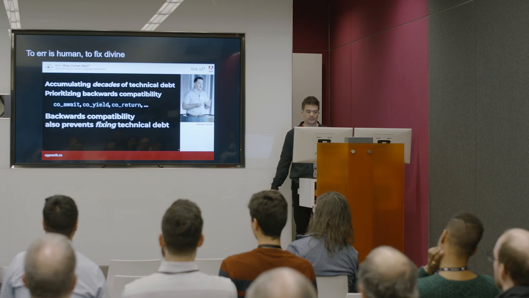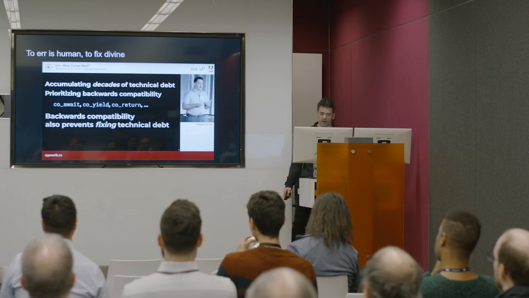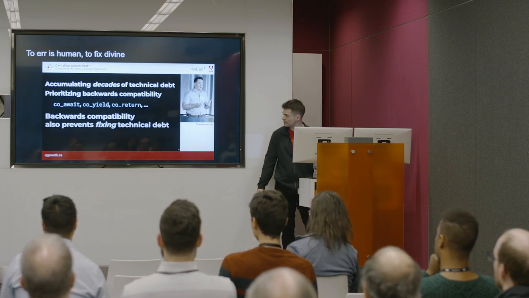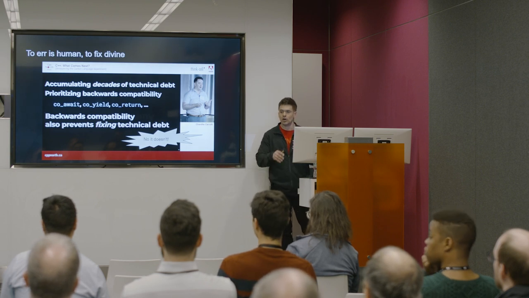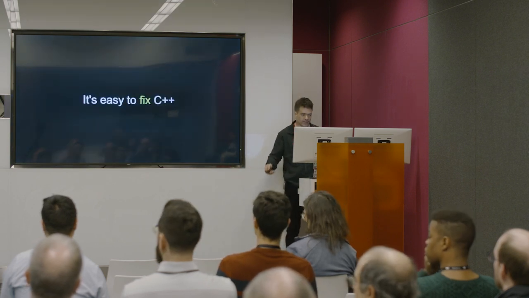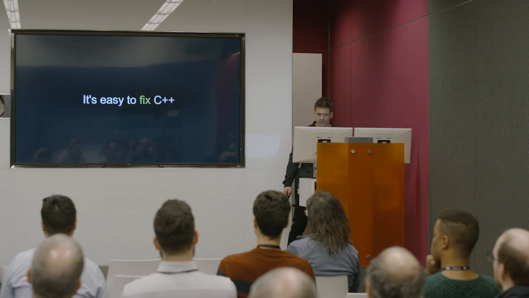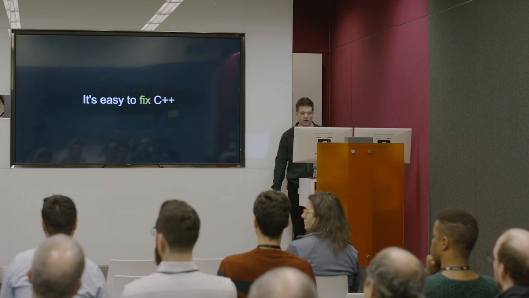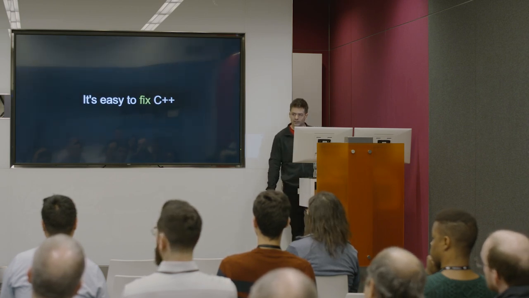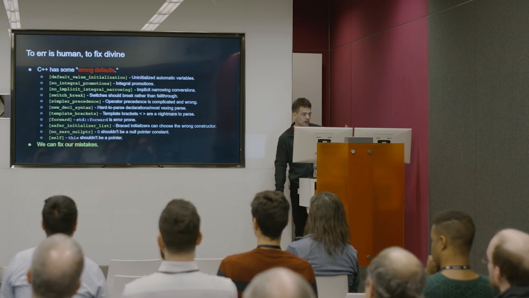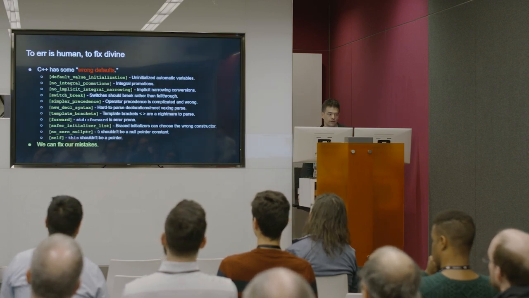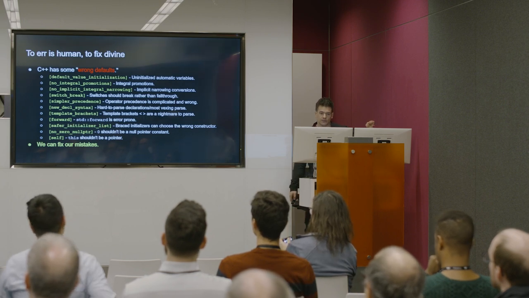But we have to ask, does C++'s commitment to backwards compatibility actually prevent us from fixing its technical debt? And I say, no, it doesn't. We can fix it. It's easy to fix C++. The assumption that you can't modify the language without breaking existing code is responsible for lots of bad decision making. Those 11 wrong defaults I've listed, I have 11 discrete fixes.